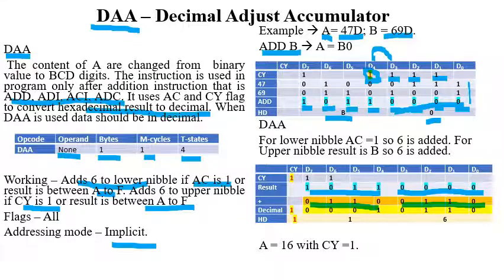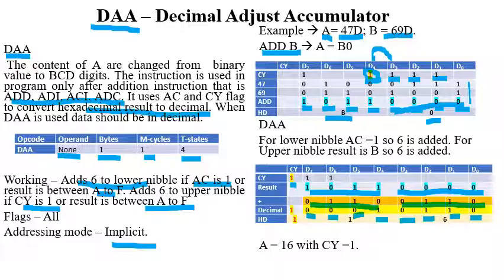Now 0 + 0 is 0. 0 + 1 is 1. 0 + 1 is 1. 0 + 0 is 0. Again 1 + 0 is 1. 1 + 1 is 0 with carry 1. 1 + 0 + 1 is 0 with carry 1. 1 + 1 is 0 with carry 1.